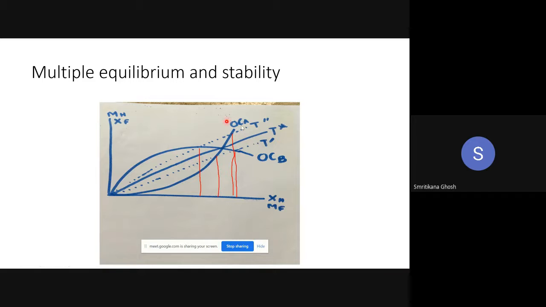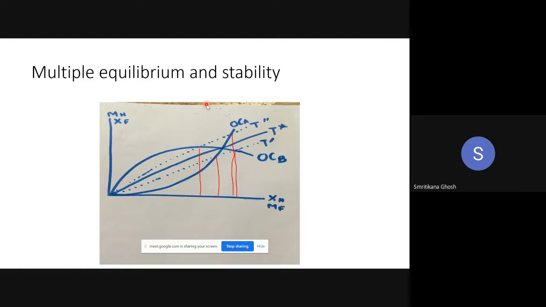And this is how, if you leave T star, maybe to T dash or to T double dash, you have to come back to T star, that is at equilibrium E. So what is our conclusion? That equilibrium is a stable equilibrium. Okay, so this diagram is okay on that. Anyone else? If you have any query?